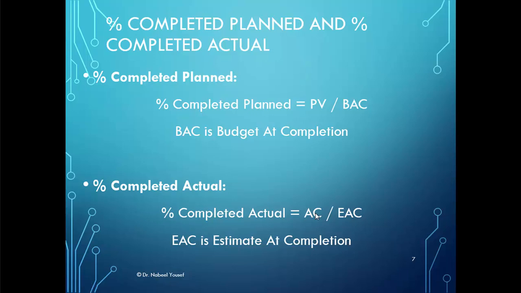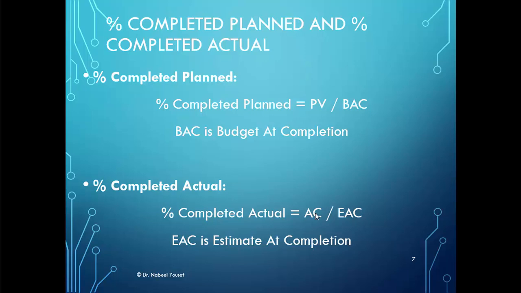To find the earned value, we need to find the percent complete planned and the percent complete actual. The percent complete planned is the percentage of the work which was planned to be completed by the reporting date. This is calculated using the following formula. Percent complete planned is equal to the planned value divided by the BAC, which is the budget at completion.